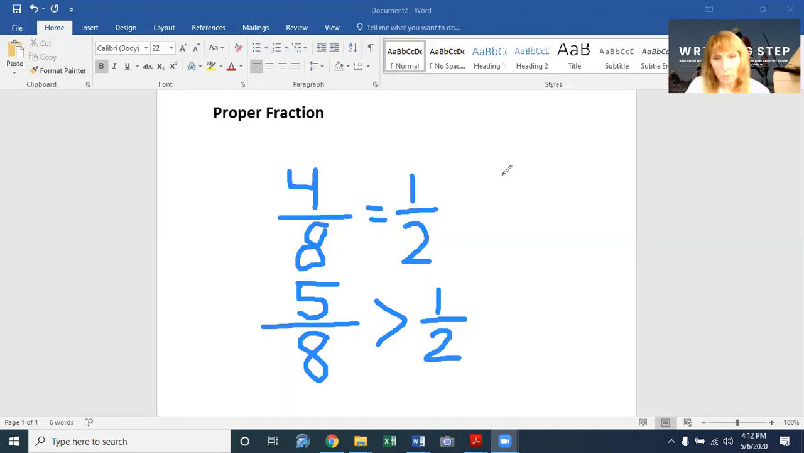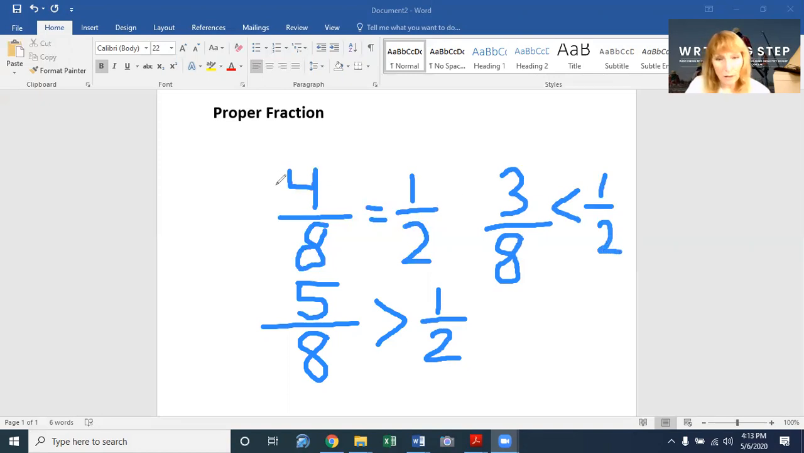Let's try one more. What if I gave you 3/8? Is that more than 1/2, less than 1/2, or equal to 1/2? Well, 3 is less than 4, which is half of 8. So 3/8 is less than 1/2.